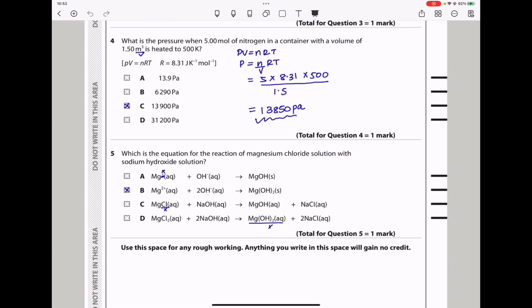Question 5. Which is the equation for the reaction of magnesium chloride solution with sodium hydroxide solution? If these two solutions are reacting, a displacement reaction is going to occur. Sodium is more reactive, so we will form sodium chloride as well as magnesium hydroxide. But the formed magnesium hydroxide is going to be a solid, so the answer is going to be B. This would be okay, but here they said aqueous, so that is wrong. So the answer is going to be B. This is an ionic equation for that reaction.